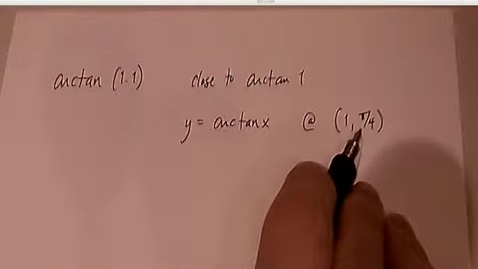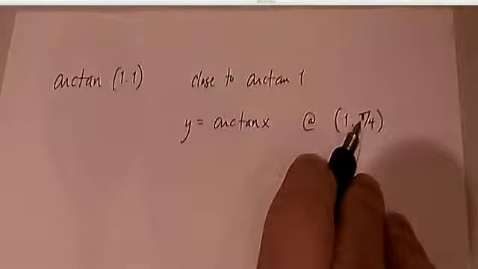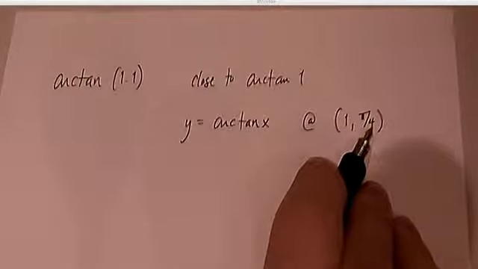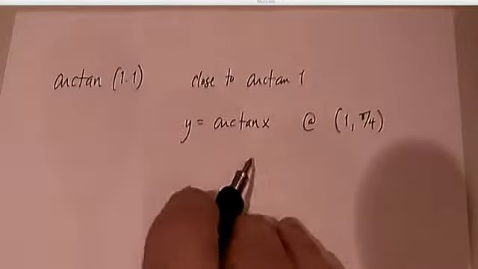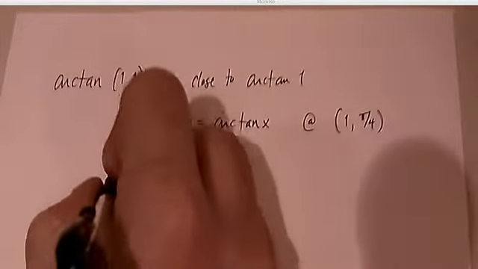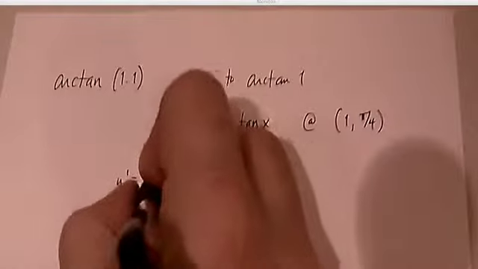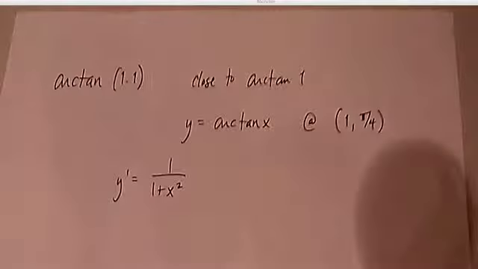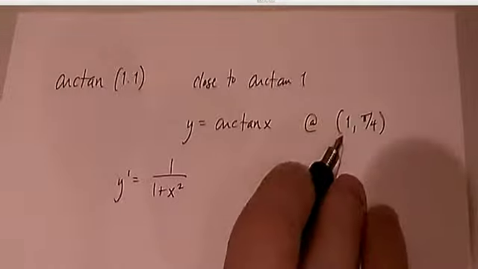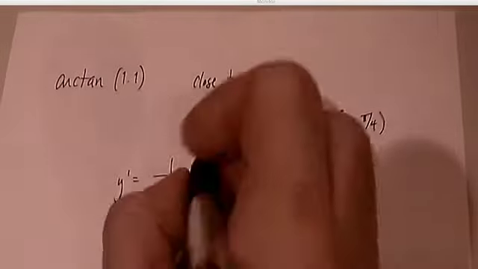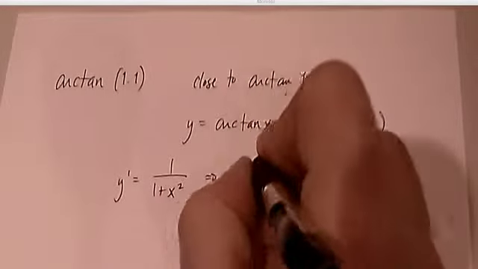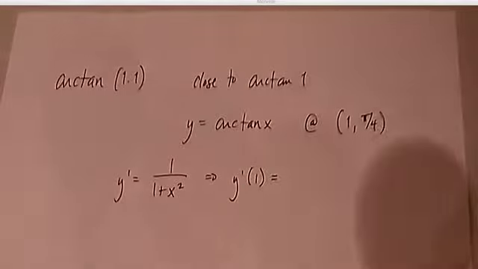which, as you should know, is a little bit more than 3/4, right? Because pi is a little bit more than 3. Well, let's go ahead and take the derivative. y prime is 1 over 1 plus x squared, okay? Now I see the fact that I'm going to go ahead and get the tangent line here. That means I evaluate this derivative at 1, which gives me 1/2.